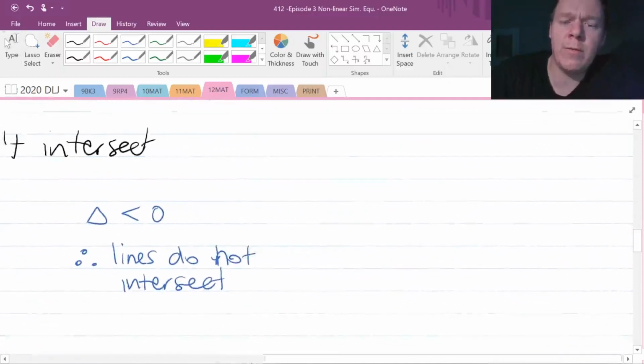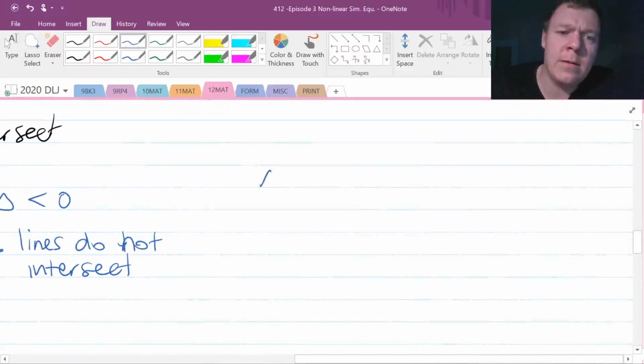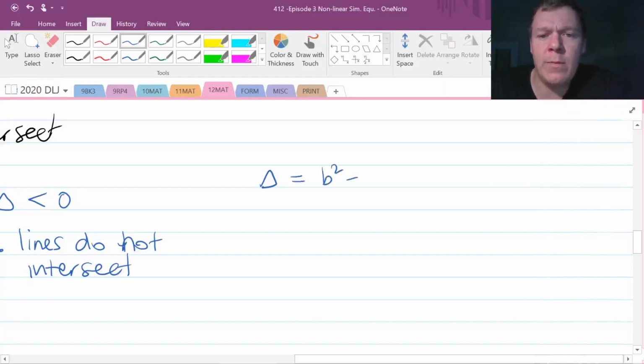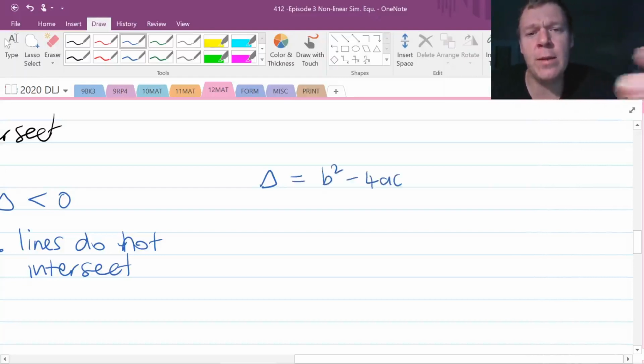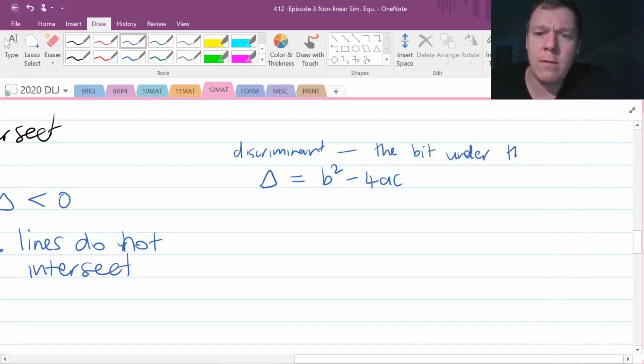I should write some good notes on this. Basically, the discriminant is b squared minus 4ac. So it's the bit underneath the square root.